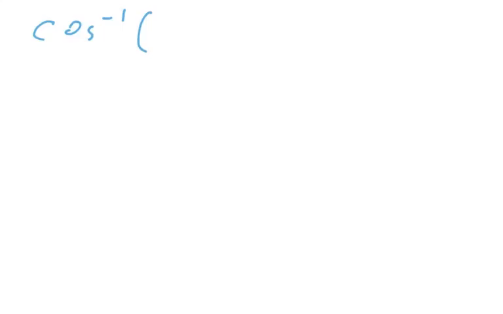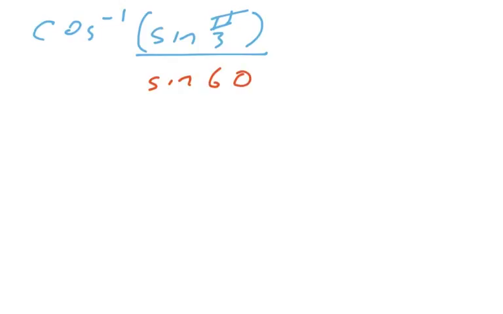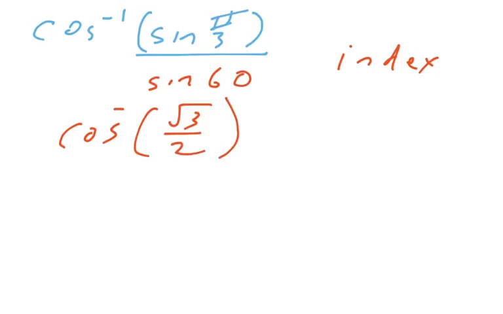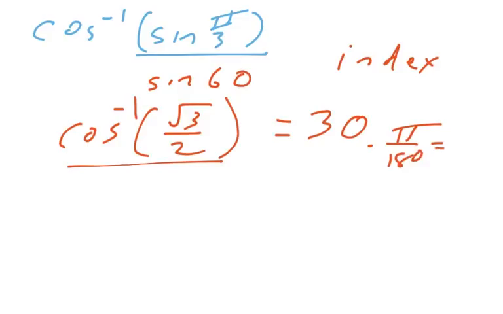Inverse cosine of the sine of pi over 3. We're just going to do what's inside the parenthesis first. So really this is the sine of 60. In my finger trick, it is the index finger. How many fingers are below the index finger? That would be 3. So we got the square root of 3 over 2. When I put this in my calculator, the inverse cosine of the square root of 3 over 2 turns out to be 30 degrees. And when I multiply by pi over 180, we get the answer of pi over 6.